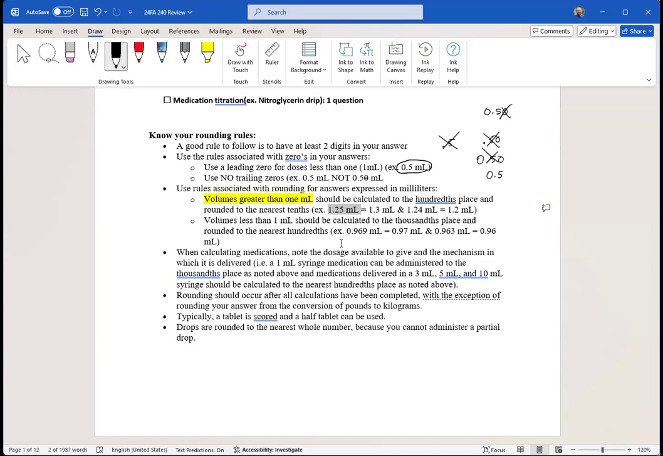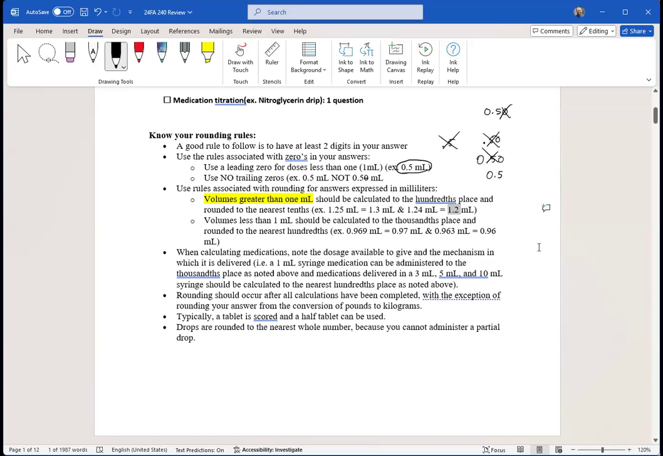So you're going to look at the hundredth place, which is where the 5 is. If it's 5 or greater, we're going to round up, so your answer would be 1.3. If it's 4 or fewer, then you don't round up. You just drop the number and leave it as 1.2. Okay, so that's your rule for numbers greater than 1.